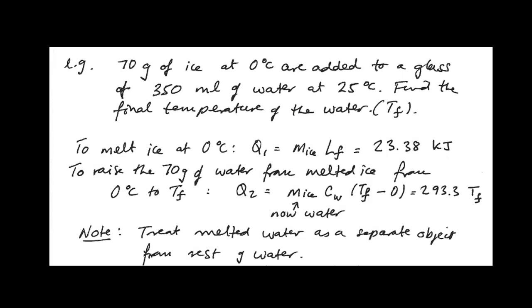So first of all, Q1 is the amount of heat added to the ice to melt it completely. That is mass of ice times the heat of fusion, which is 23.38 kilojoules. Now we have a body of water at 0 degrees centigrade mixed with another body of water at 25 degrees centigrade, and we regard them as two different objects that exchange heat such that they both change their temperatures to the final common temperature. Q2 is the heat added to the mass of ice, which is now in the form of water, and its temperature increases, and so we need the specific heat of water to find Q2.